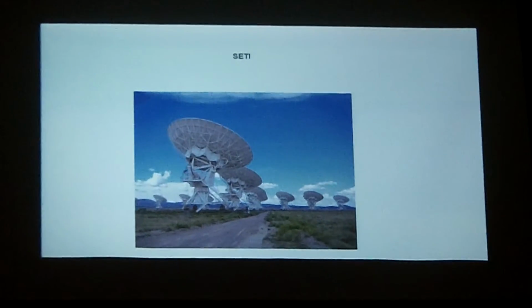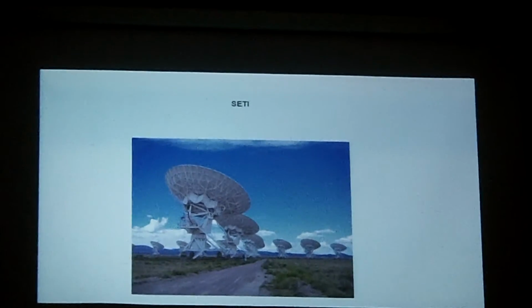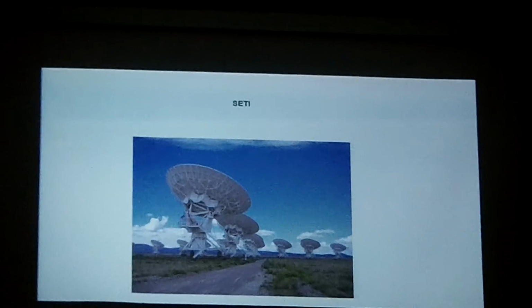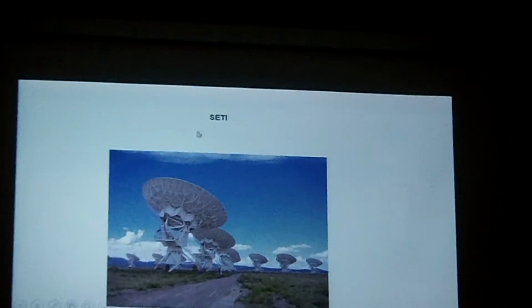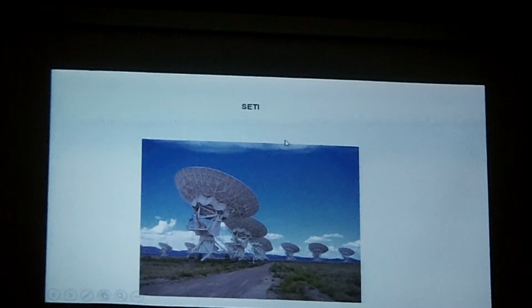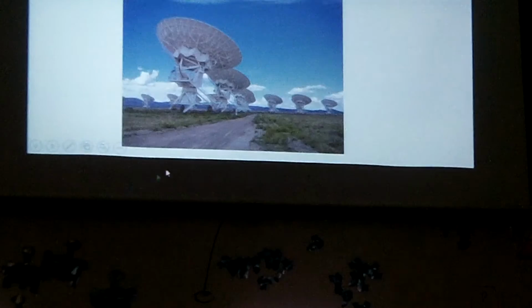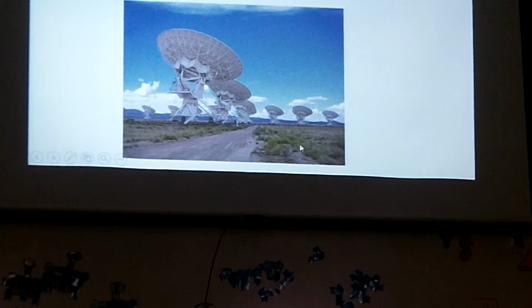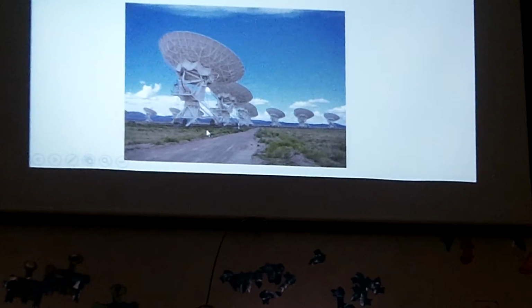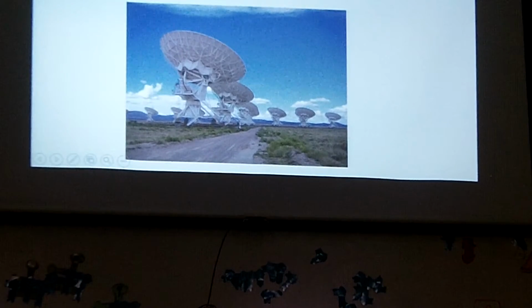So, if there are other radio-producing civilizations out there, are we looking for them? The answer is yes. There's a group called SETI, which stands for the Search for Extraterrestrial Intelligence. That was in the movie Contact, which you can check out and look at. It's a great movie. It has Matthew McConaughey in it, ladies. I love him.